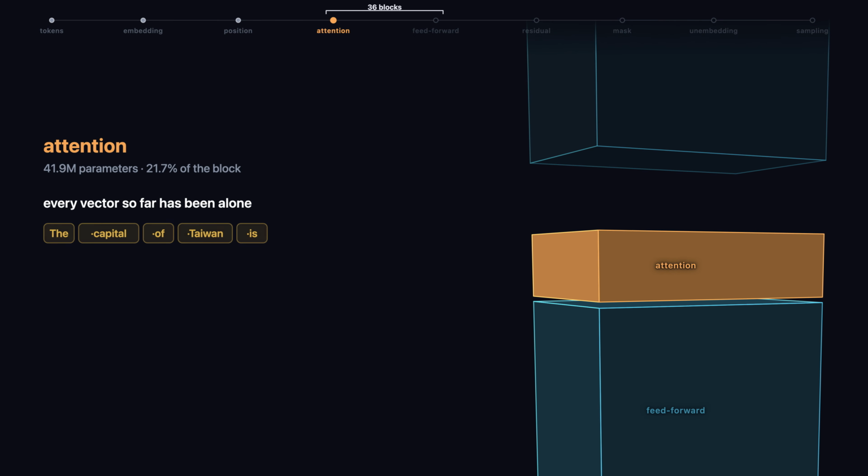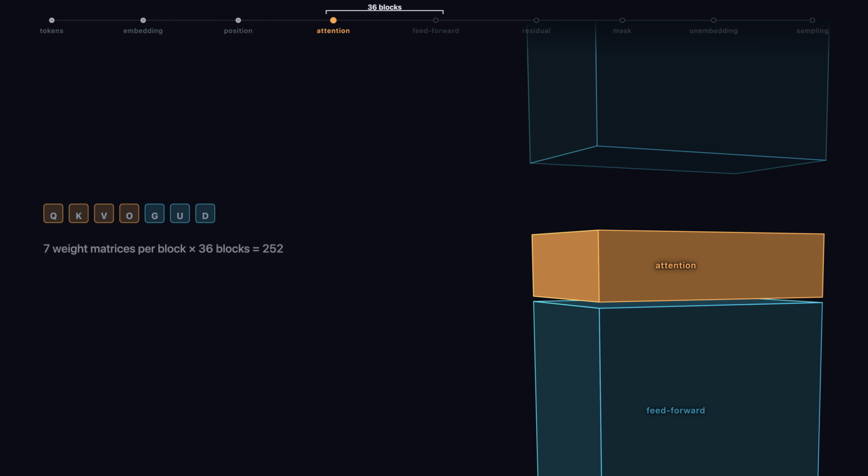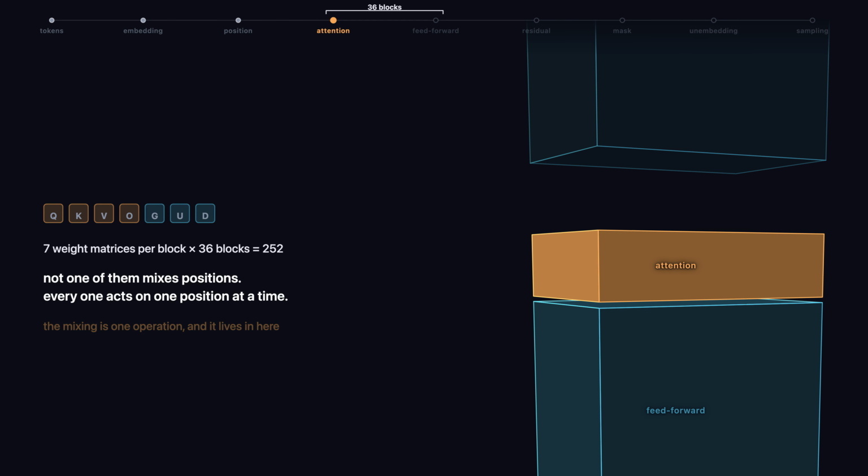Every vector so far has been alone. Taiwan was turned into a direction without any reference to capital or of or anything else. Attention is the only place in the entire model where one position gets to look at another. That is worth sitting with. 36 blocks, hundreds of matrices, and the mixing happens in exactly one of them.